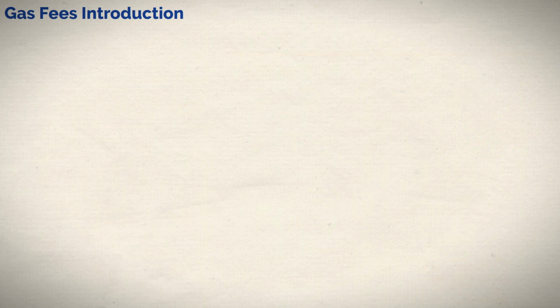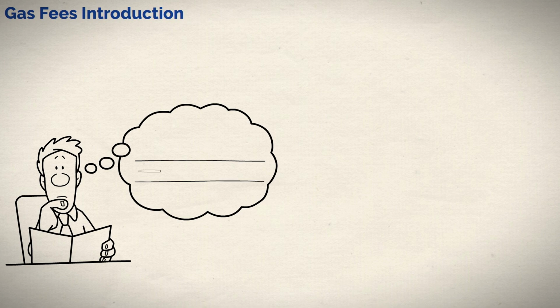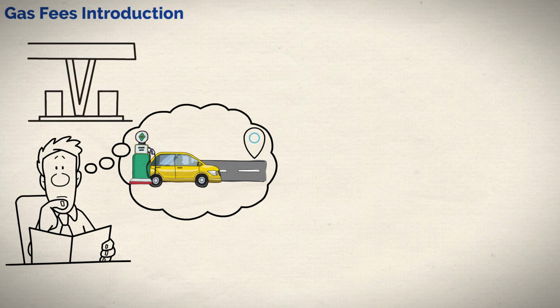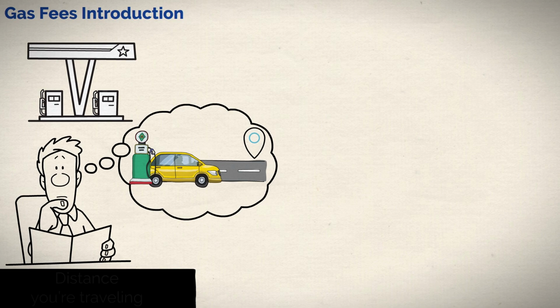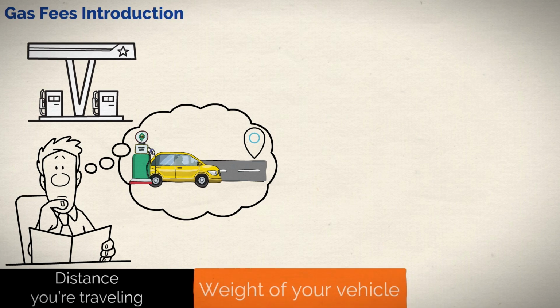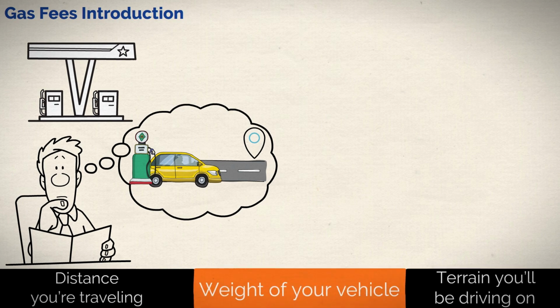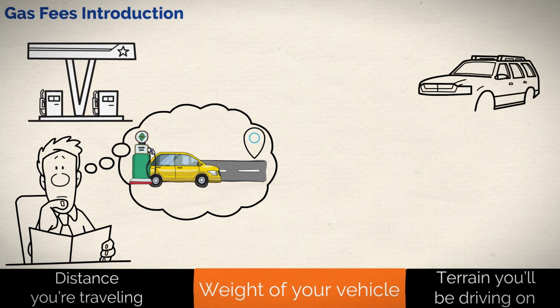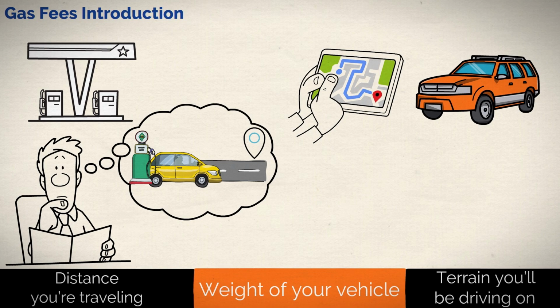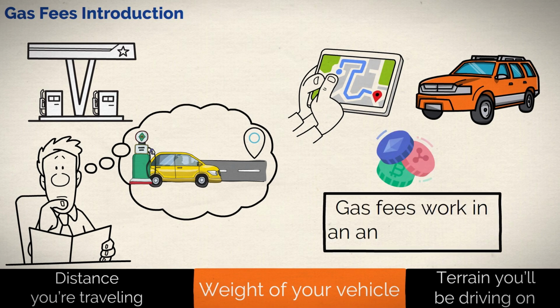To make an analogy, imagine if you're planning a road trip from one city to another. You'll need to fill your car with gas to make the journey, right? The amount of gas you need will depend on several factors. These factors include the distance you're traveling, the weight of your vehicle, and the terrain you'll be driving on. These all contribute to how hard your car engine has to work to get the job done, to take you to your destination. In the world of cryptocurrencies, gas fees work in an analogous way.